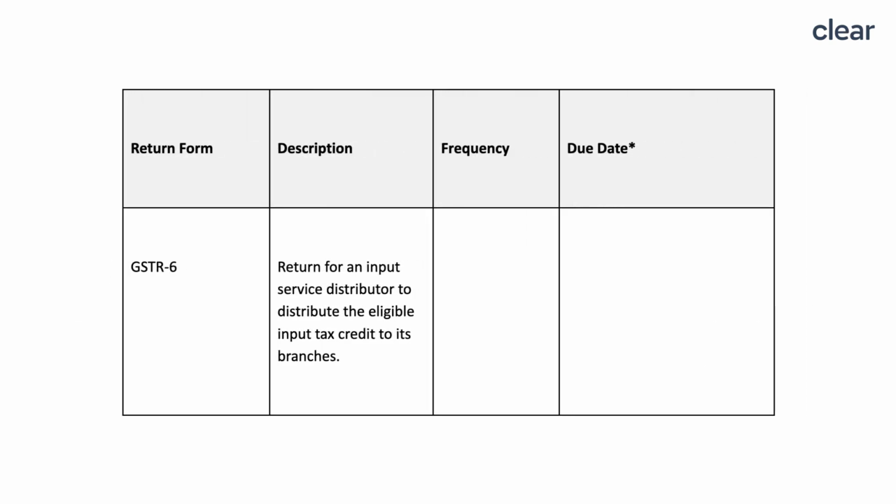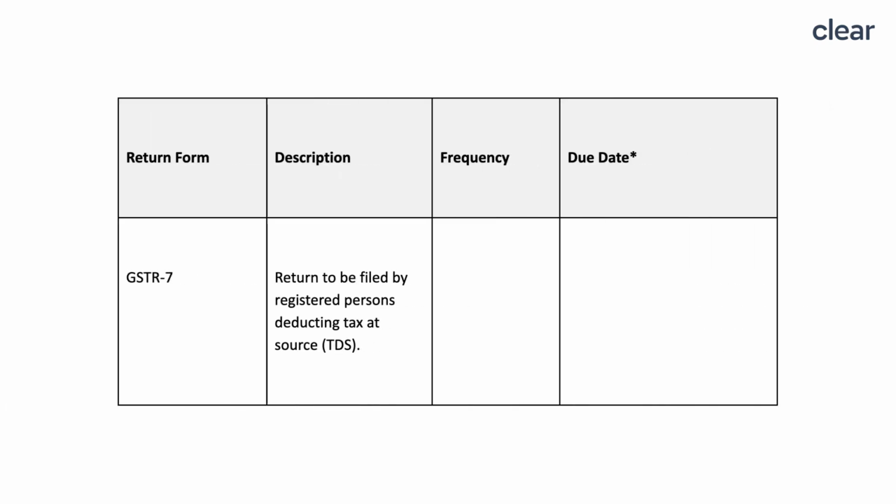Then comes the return to be filed by an input service distributor under GST to distribute the eligible input tax credit to its branches. It is called the GSTR6. The frequency of filing is monthly and the due date is 13th of the month succeeding the month.